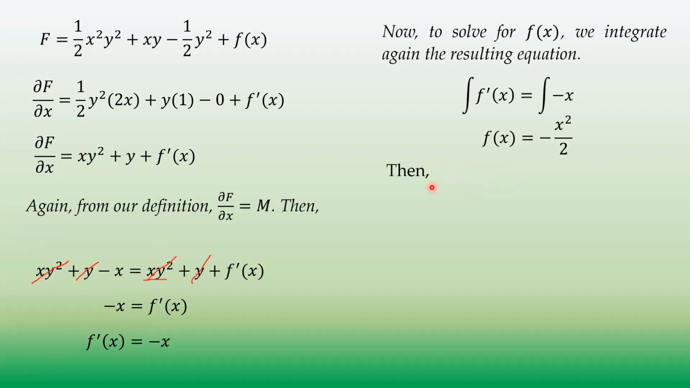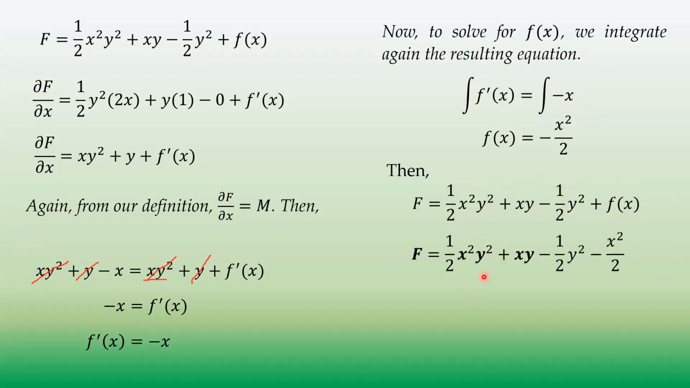Then from our solution or answer in step 2, we have 1/2 x squared y squared plus xy minus 1/2 y squared plus f of x. So palitan natin siya ng negative x squared over 2. So we will have 1/2 x squared y squared plus xy minus 1/2 y squared minus x squared over 2. Or again, ito ay equal kay constant c. Kaya 1/2 x squared y squared plus xy minus 1/2 x squared minus 1/2 y squared equals c. So we have the same answer doon sa solution kanina. So magkamukhang sila ng sagot. Parehas lang naman.